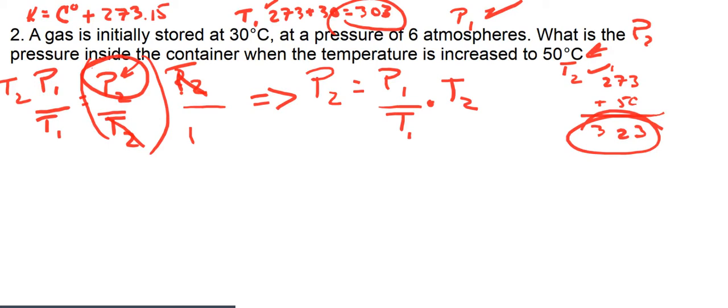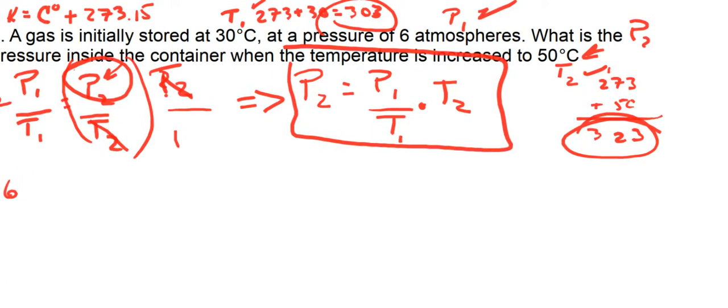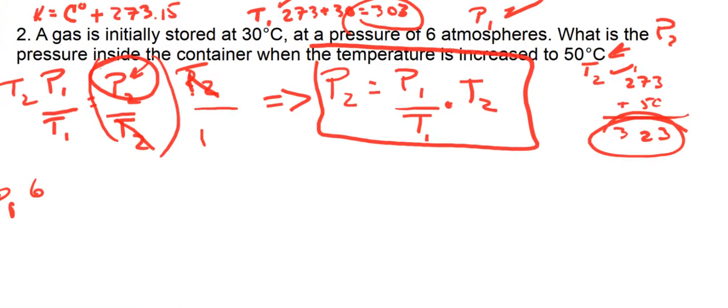So now we can take our formula. P2 equals P1 over T1 times T2. So we can just plug in the numbers now. P1, that's 6. So 6. And we're going to put P2.